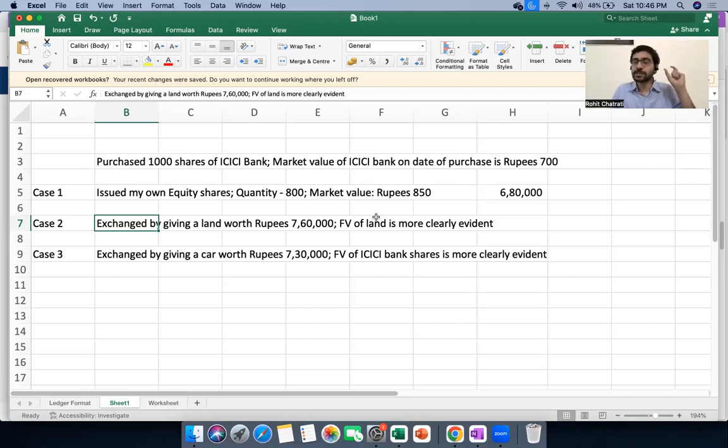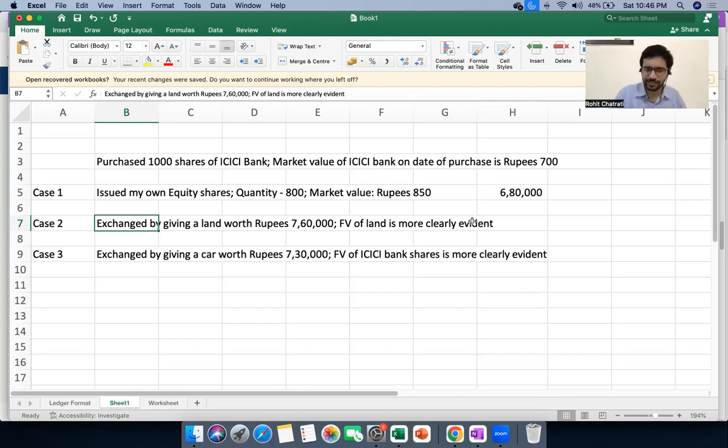I will recognize the investment in ICICI Bank at 7,60,000 rupees. Although I am actually receiving shares of ICICI worth only 7 lakh, because the fair value of the consideration that I'm giving you, which is the fair value of land, is more clearly evident, I will recognize the investment in ICICI Bank at 7,60,000 rupees.